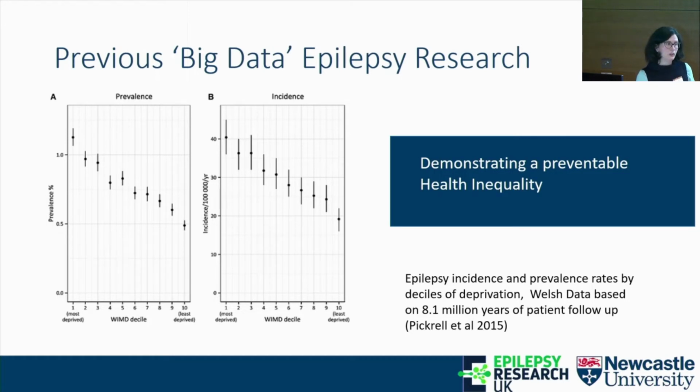And this is what we call a health inequality. Health inequalities are systematic, unfair, and unjust differences in health between different groups of people. And really importantly, when you can demonstrate a health inequality, your next step is to start thinking, what can I do about it?